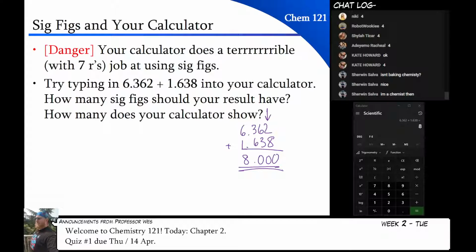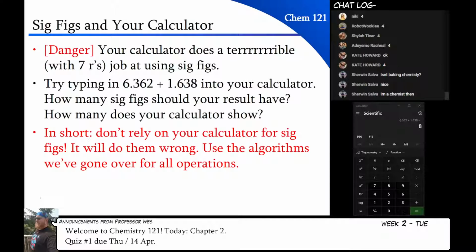Your calculator does not know what sig figs are. So if it sees zeros afterward, it's going to truncate them because it thinks they are unimportant. That is because your calculator is not smart. So be very careful. Always follow the sig fig rules and do not trust your calculator to show you the correct answer, because it does not know what sig figs are. Your calculator is operating on the premise of, I only care about the value, but we're scientists, we care about the precision.